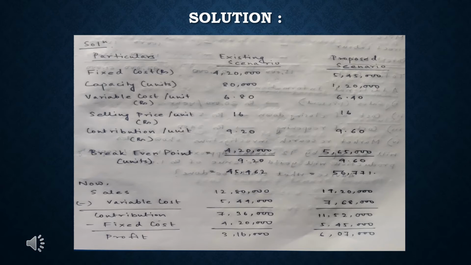Now coming back to the profit calculation part, let's consider what the sales will be. As I have mentioned previously, in the first or second slide, we have already discussed that total sales can be taken into account by multiplying the number of units sold by the per unit selling price. So if we take the number of units sold to be 80,000 and the per unit selling price to be 16, we get total sales of 12,80,000.